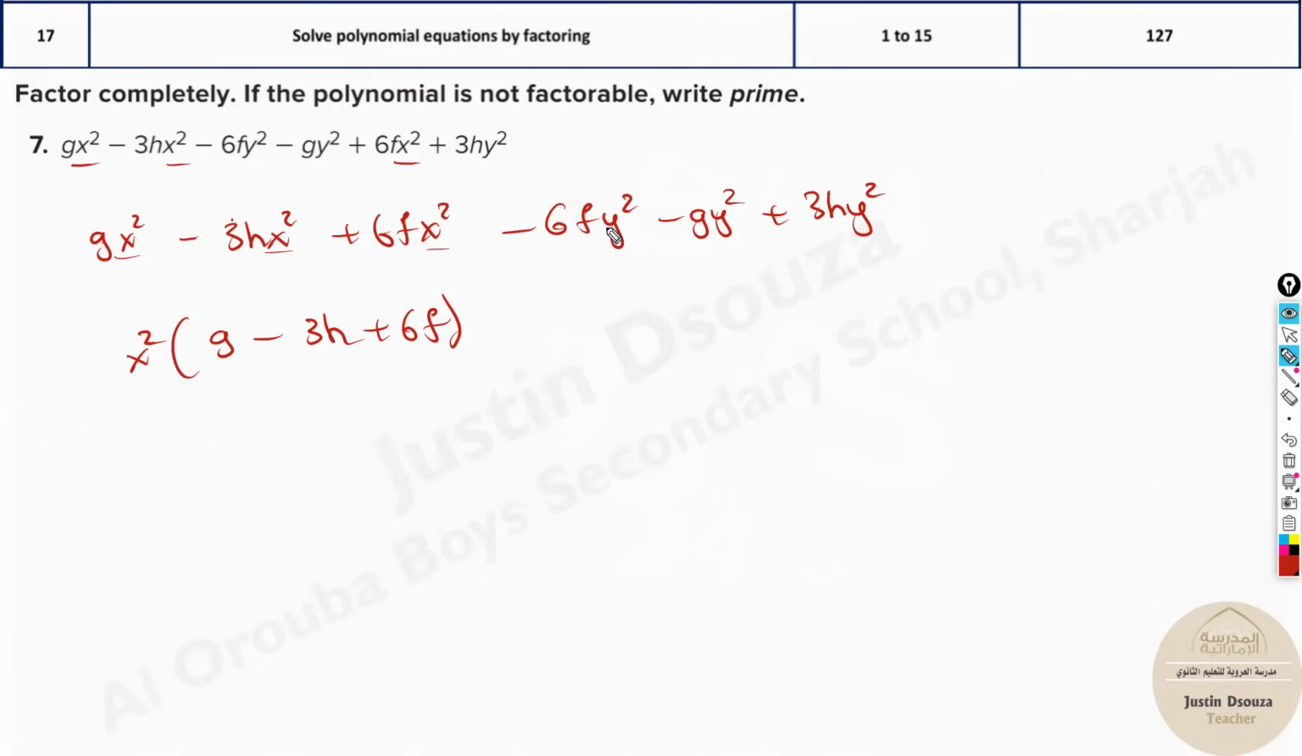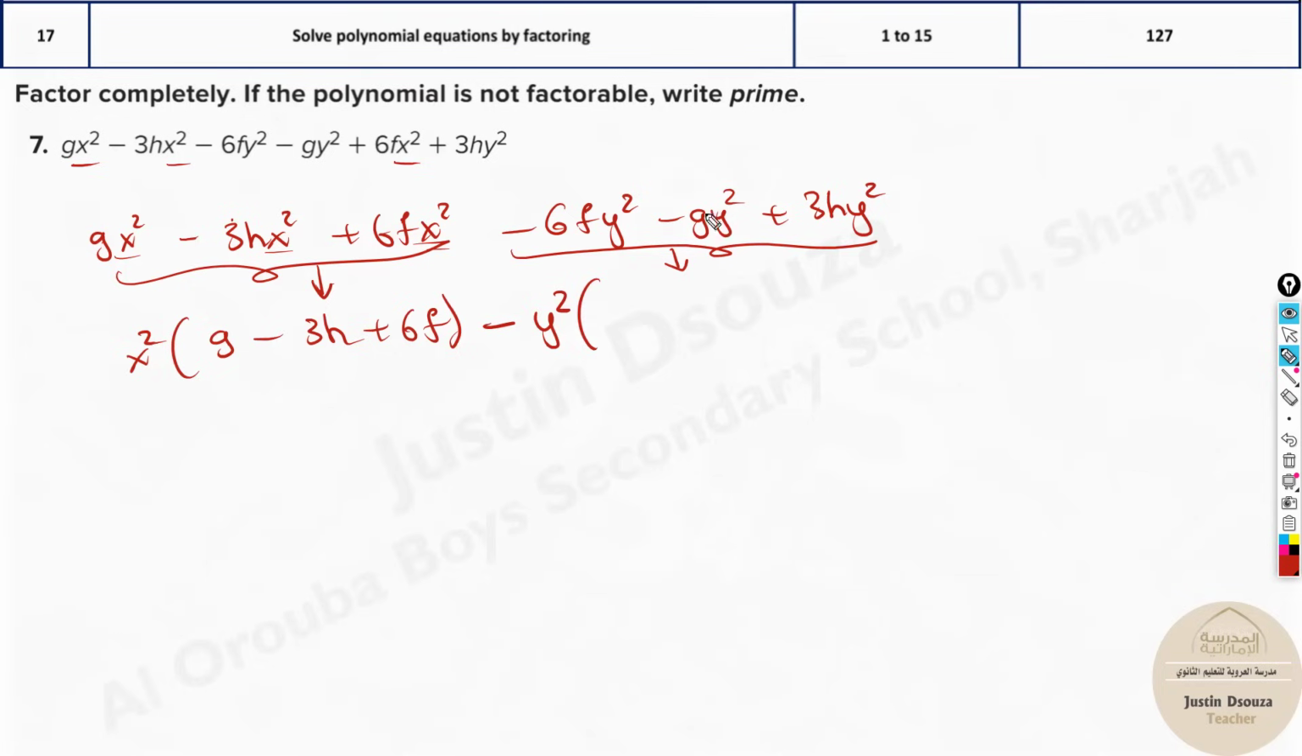Over here, what am I going to do? You need to relate this, whatever you have got over here. Just look at this. You can see 6f minus 6f, positive g minus g, whereas minus 3h plus 3h. So I'm not going to take out plus y squared. I'll take minus y squared outside from these 3 terms. So these 3 are over here, and now these 3 are over here. When I remove minus y squared, the sign changes for each term.